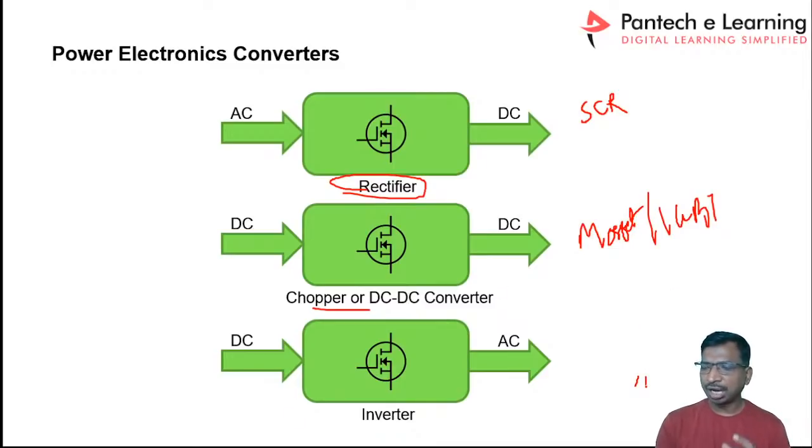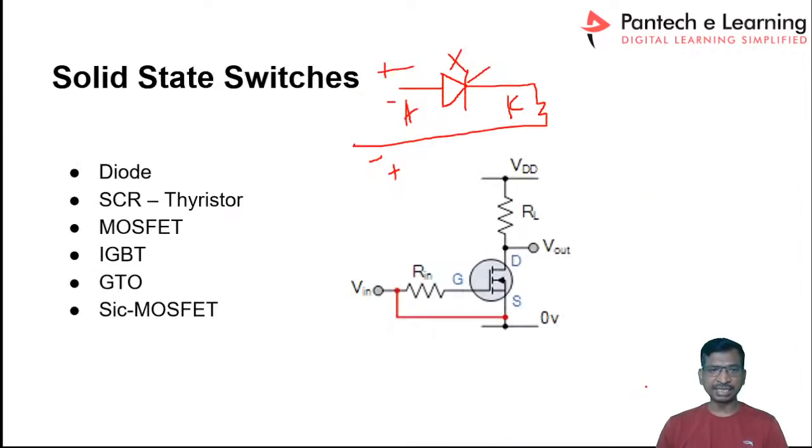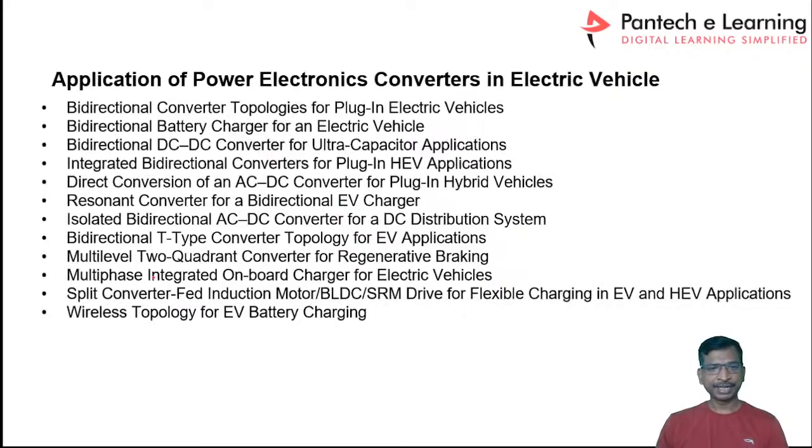Here, to choose the device, you should first identify your operating voltage and then the switching frequency. For the majority of applications, like uncontrolled rectifiers or basic controlled rectifiers, we will use an SCR, or a diode for the uncontrolled purpose. Similarly, for the chopper and then the inverter, we will use MOSFETs or IGBTs. Other than this, a lot of devices are also there, like GaN devices, GTO, and SiC MOSFETs. Everything is there, right? These are all widely used in electric vehicles.